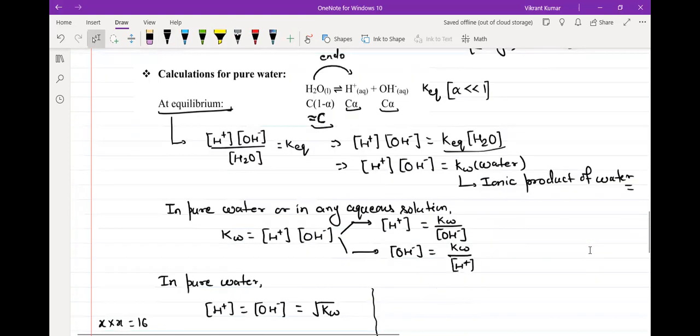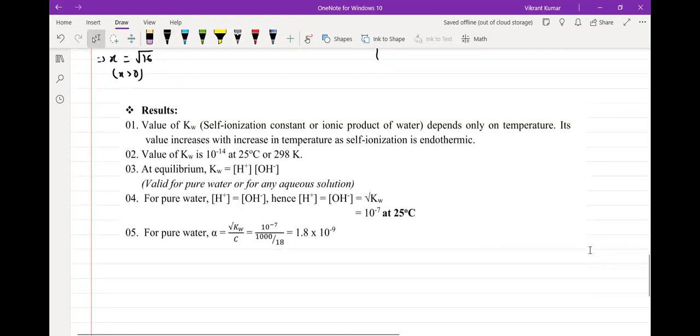Is it okay? So if forward is endothermic, then again the result from chemical equilibrium is if you increase the temperature, Kw का value will be increasing, है ना? If forward is endothermic, temperature बढ़ाने से K बढ़ता है. And that's why we are saying the value of Kw, which is called self-ionization constant or ionic product of water, depends only on temperature, and its value will increase with increase in temperature because self-ionization is endothermic.